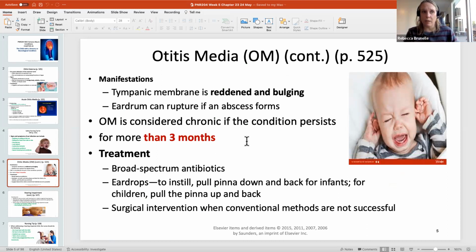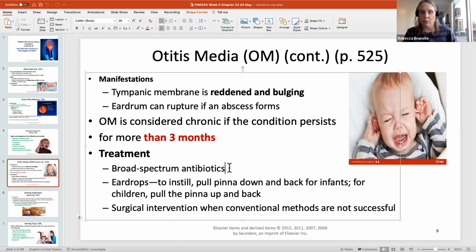So if you have kids that have chronic ear infections, this is where they might think about placing ear tubes to compensate for the fact that their eustachian tubes really aren't able to drain the fluid. Otitis media is treated with broad spectrum antibiotics and sometimes also ear drops. And then when the antibiotics don't work, they could do surgical placement of the ear tubes.